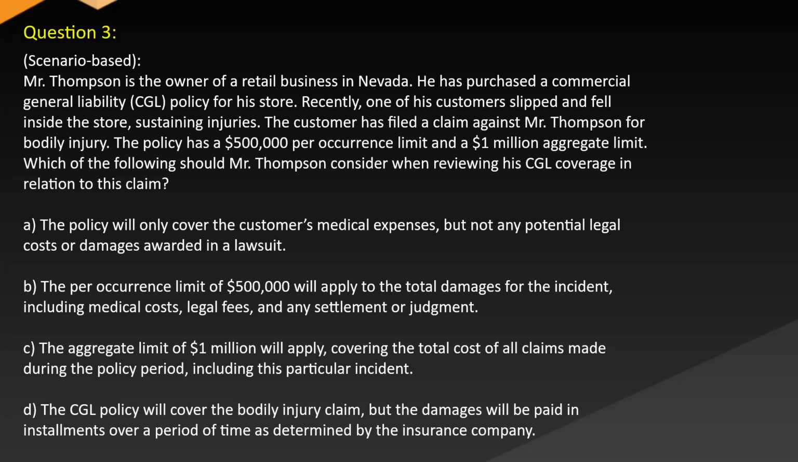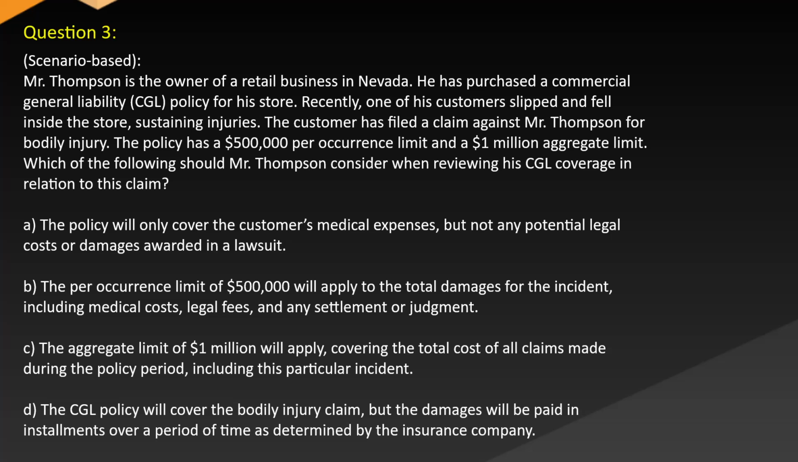Question 3. Scenario-based. Mr. Thompson is the owner of a retail business in Nevada. He has purchased a commercial general liability (CGL) policy for his store. Recently, one of his customers slipped and fell inside the store, sustaining injuries. The customer has filed a claim against Mr. Thompson for bodily injury. The policy has a $500,000 per occurrence limit and a $1 million aggregate limit. Which of the following should Mr. Thompson consider when reviewing his CGL coverage in relation to this claim?